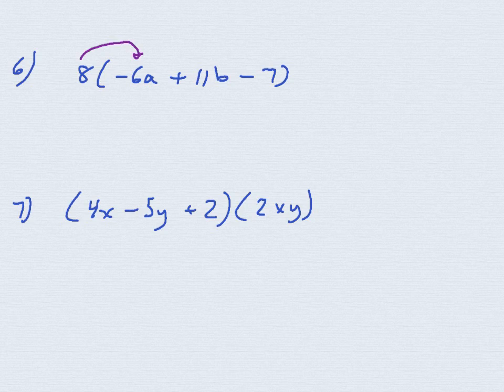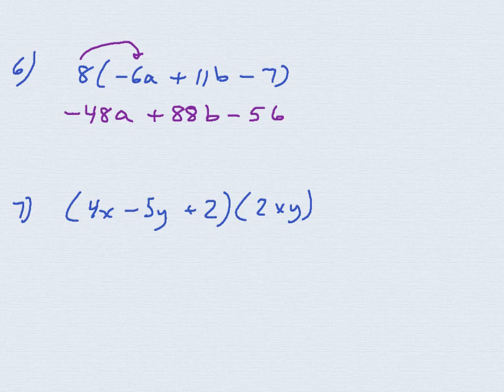So 8 times negative 6a, multiply the coefficient by the coefficient. 8 times negative 6 is negative 48, and there's an a term to go along with it. 8 times 11b is going to be a plus, because 8 and 11 are both positive. 88, and then of course there's a b term. And last but not least, 8 times negative 7 is going to be negative 56. And that question is complete. And all the variables are in the correct order.